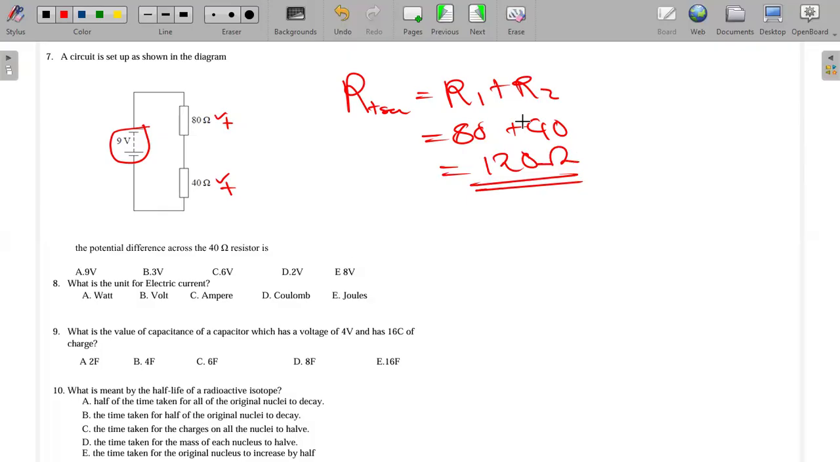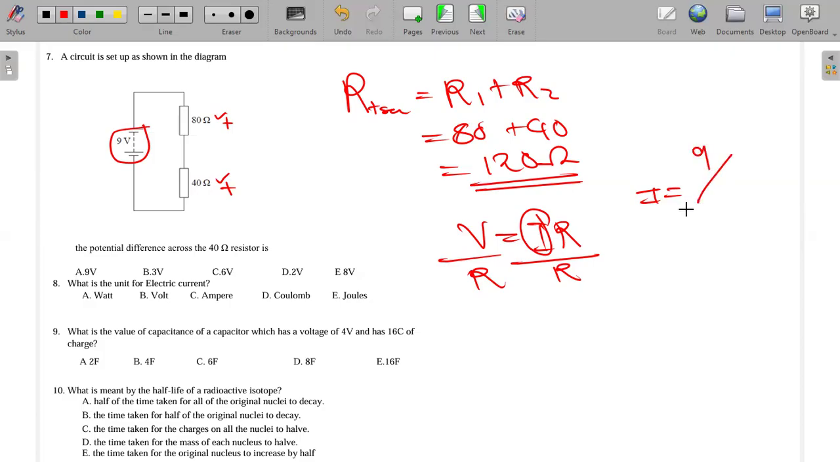Then after this, let's do what? Let's find the current. We're going to use Ohm's law to find current. Using Ohm's law, voltage is equal to current multiplied by resistance. We're looking for current, so divide both sides by resistance. I've calculated resistance here. So that means my current will be equal to voltage, which is 9 volts in this particular case, divided by resistance, which is 120. So our current here, let me just plug this in.